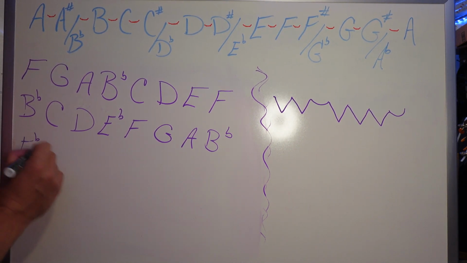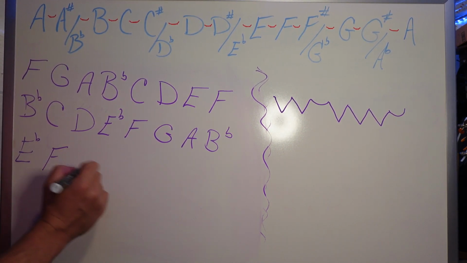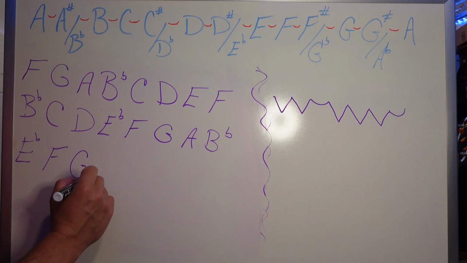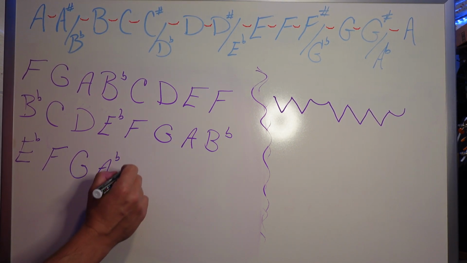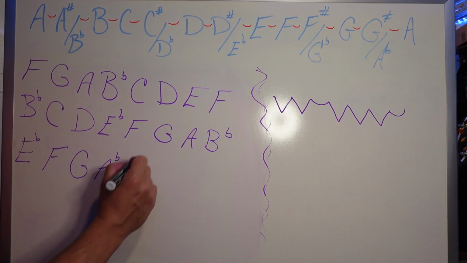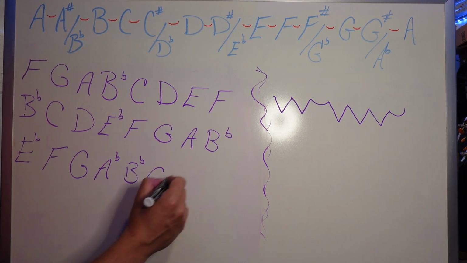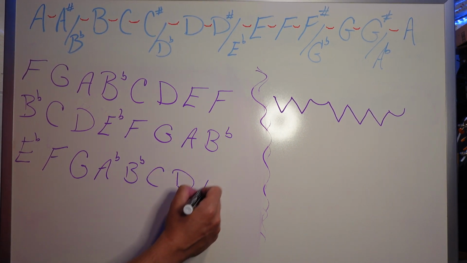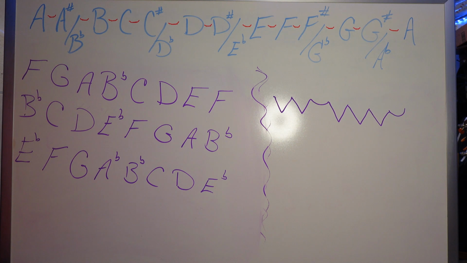E flat major scale. E flat, up a whole step to F, up a whole step to G, up a half step to A flat, up a whole step to B flat, up a whole step to C, whole step to D, half step takes you back to E flat.